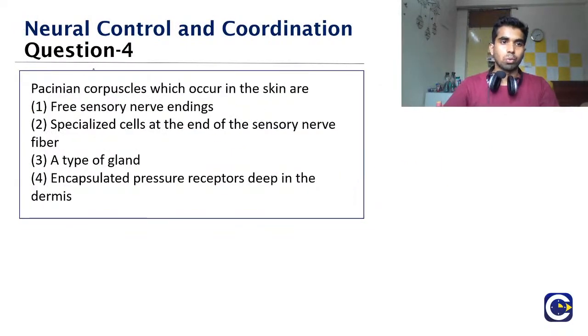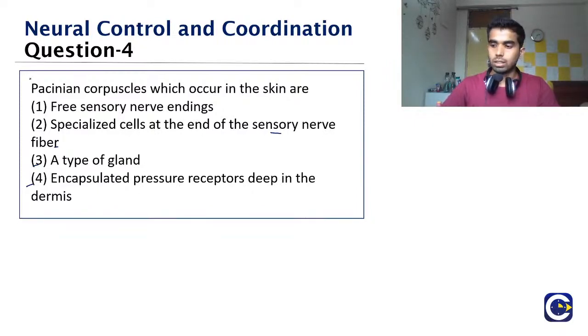Now coming to question number 4. Pacinian corpuscles which occur in the skin are: option A, free sensory nerve endings. Option B, specialized cells at the end of the sensory nerve fiber. Option C, a type of gland. And option D, encapsulated pressure receptor deep in the dermis.